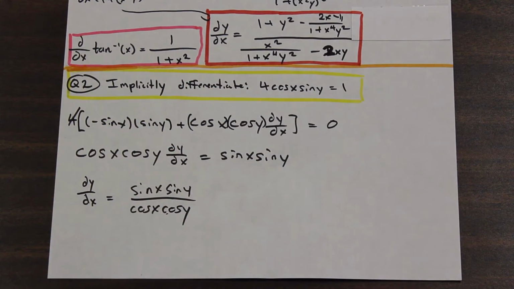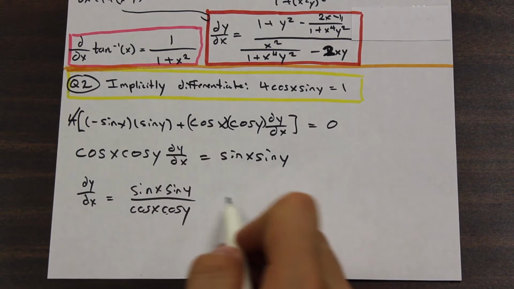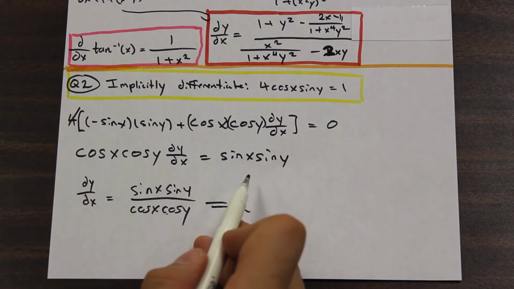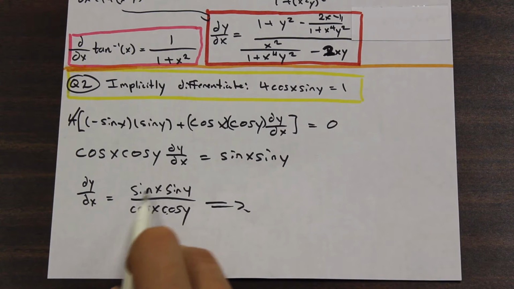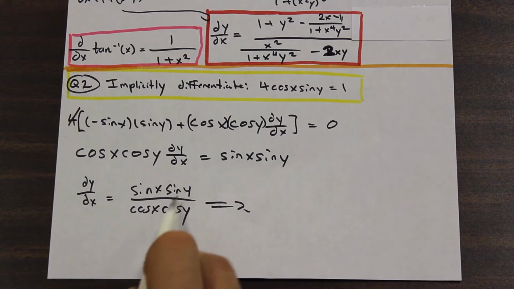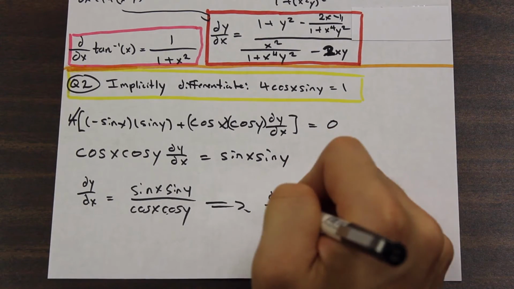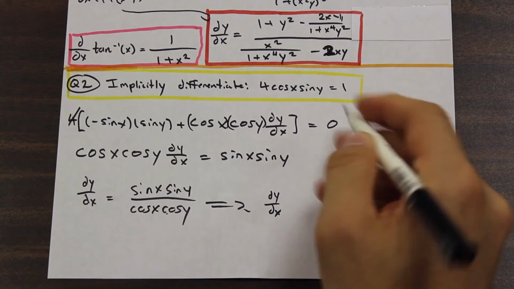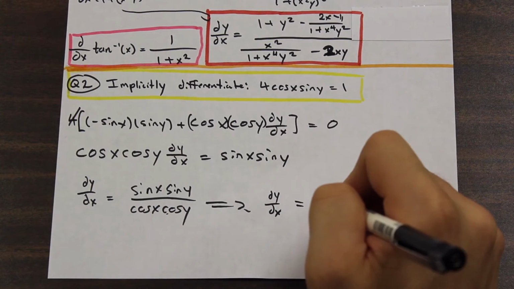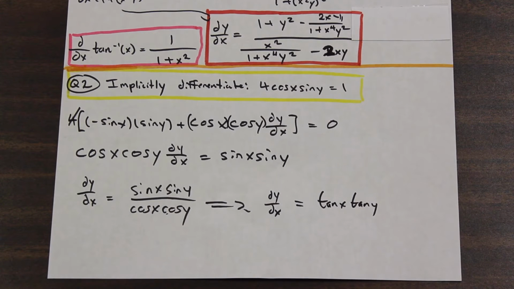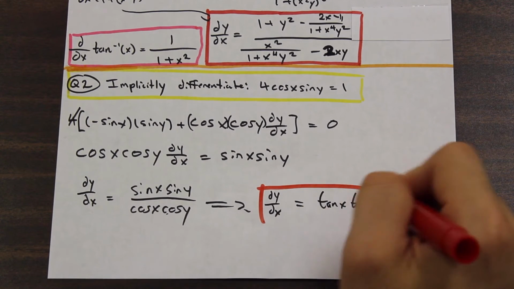All right, and if you can see here, we can do a quick simplification if we know that sine over cos is equal to tan, right? So we have sine x over cos x, and we have sine y over cos y, which ends up being the product of two different tangent functions. So we have tangent x, tangent y. There's a little kind of simplification trick there. And there we have it. We've solved 2 questions, all right?